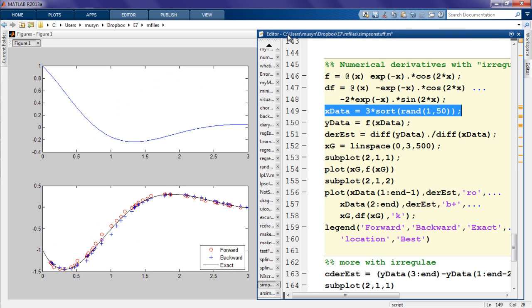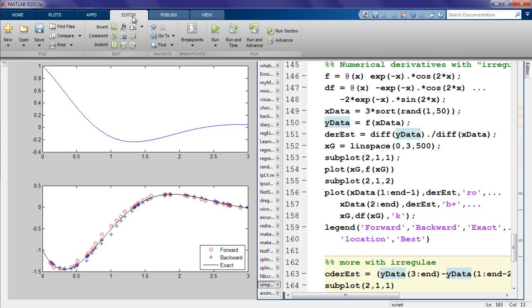The exact function is shown above, and below is the exact derivative as well as the forward and backward estimates. Fairly similar story to what we had seen. Now let's do the centered with the irregular data and the errors.